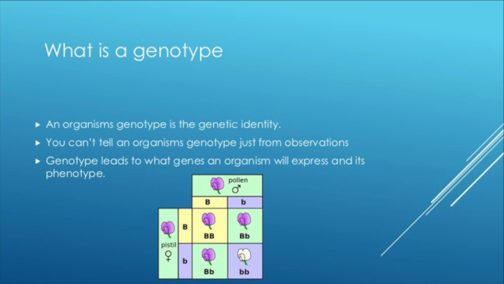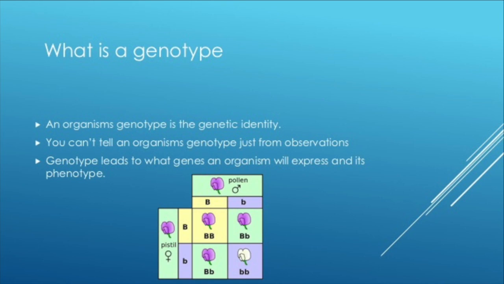Before we can begin discussing what phenotypic variation is and what leads to it, we first have to talk about what a genotype is. A genotype is an organism's genetic identity. It is all the sets of genes an organism contains. An organism's genotype is not something that someone can tell just from looking at an organism.